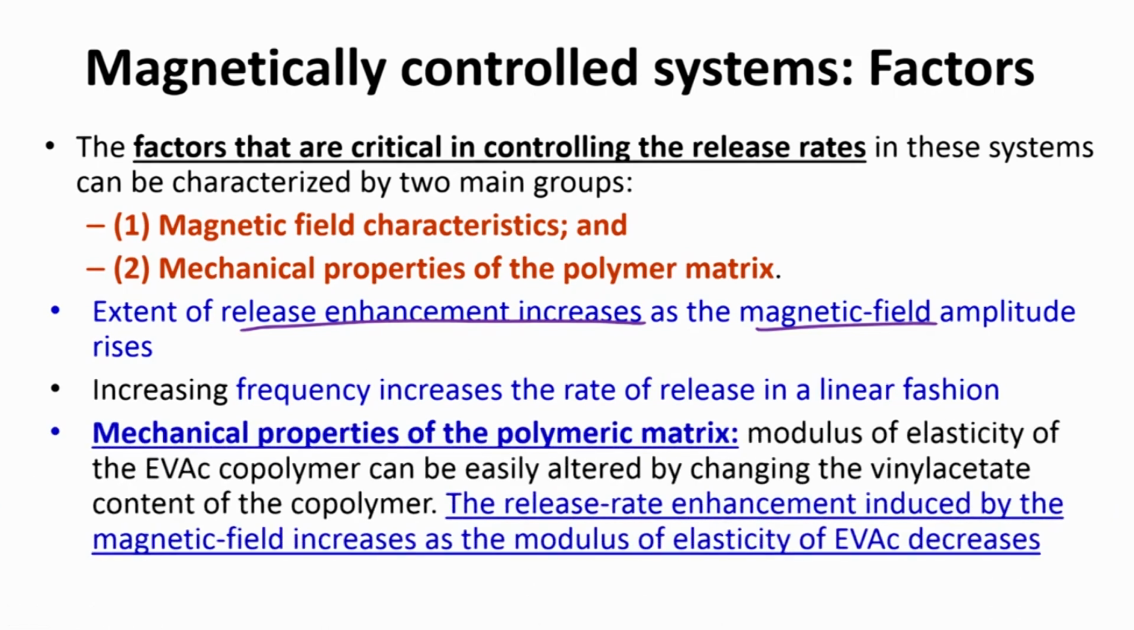And then the mechanical properties of the polymer matrix are also important. The modulus of elasticity can be easily altered for some of these polymers by changing the ratios of various copolymers that are being used, or just the ratio that was initially used to form these matrices, and the release rate enhancement will increase as the modulus of elasticity decreases. So, the softer it is, the more the release will be, which is again fairly obvious. The same amount of energy you are giving to a soft system is going to disrupt it much more than a hard system.